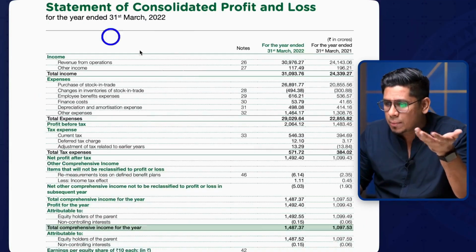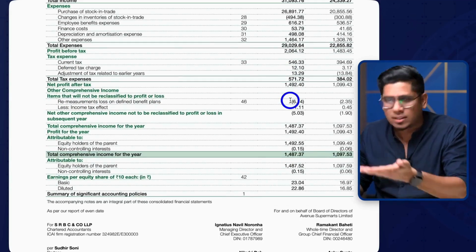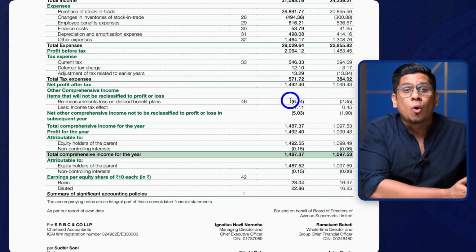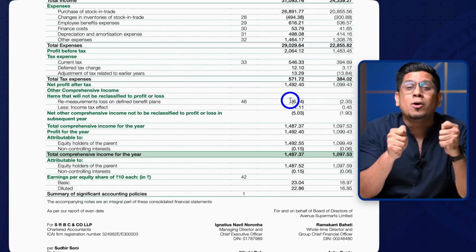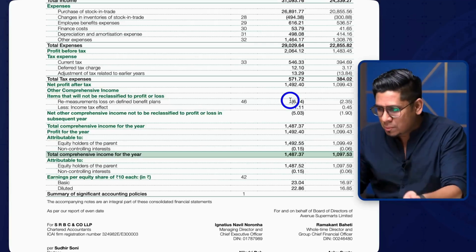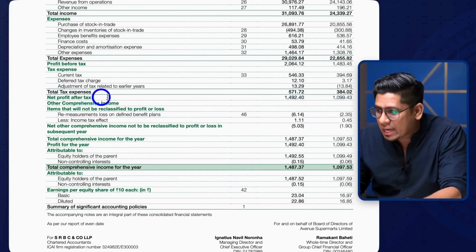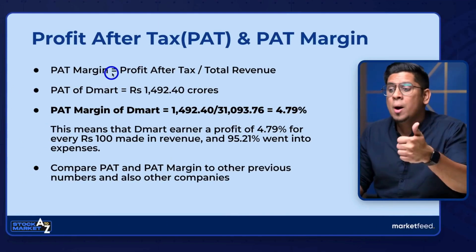Very easy, right? You can come into the statement of consolidated profit and loss of a company, and this is again just like we did for all the last videos. We are taking the example of DMart, Avenue Supermart Limited, in this video also. So we have come to the P&L statement and we can easily see net profit after tax. This is PAT, right? Which is 1,492 crores. So that is your profit after tax.